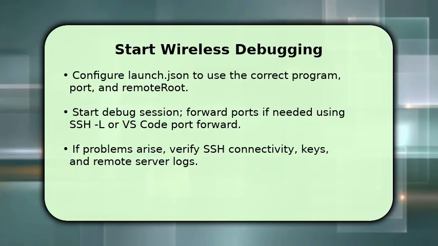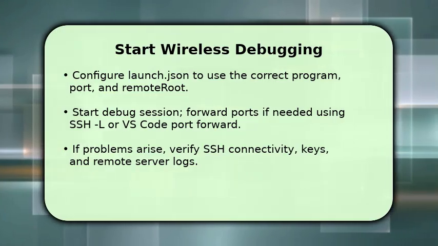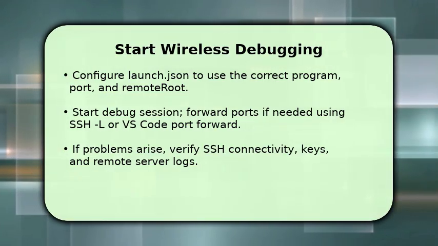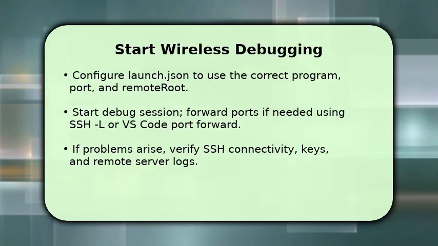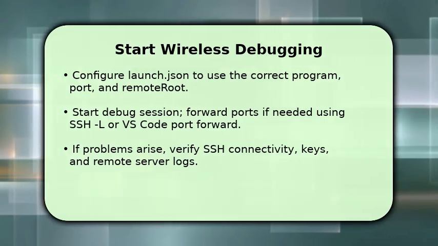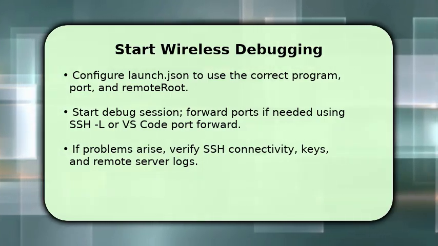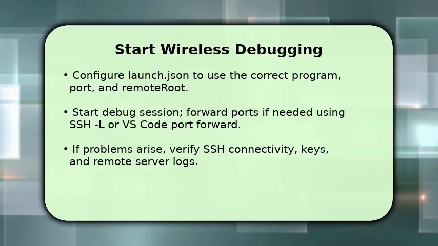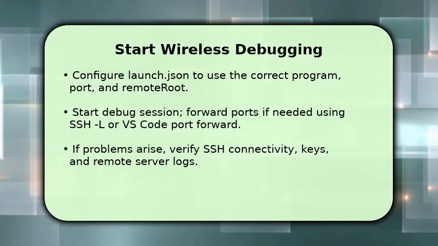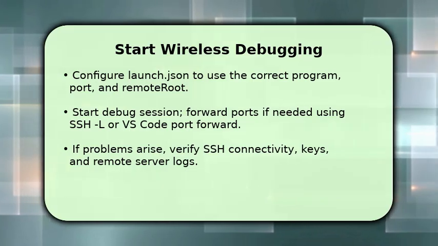Create or update launch.json with the remote program path, debugging port, and remote root to map files. Then start the debug session from VS Code. If the debugger requires port access, forward it using SSH -L or VS Code's port forwarding. Make sure source mapping and paths align so breakpoints hit correctly.